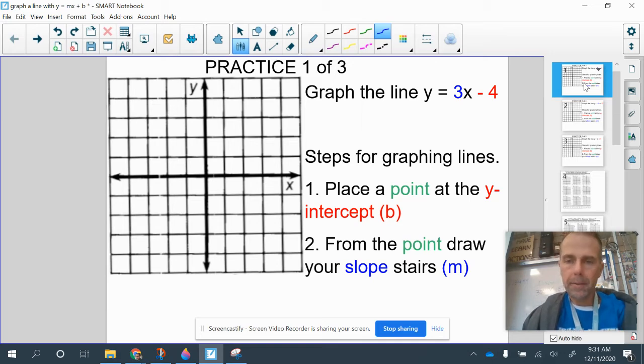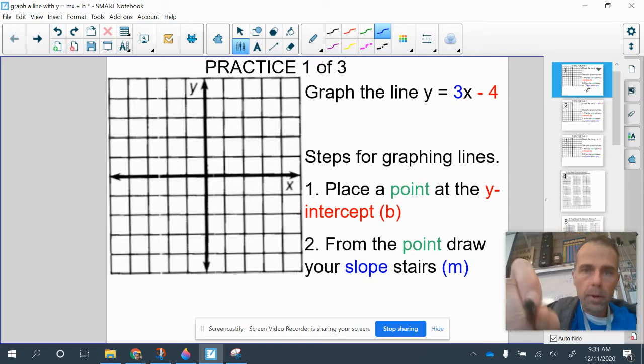We are going to practice graphing lines from an equation. Last week we took the line and made an equation from the line that was given to us. Now we're going to do the opposite and actually graph a line from an equation. Okay? Here we go.